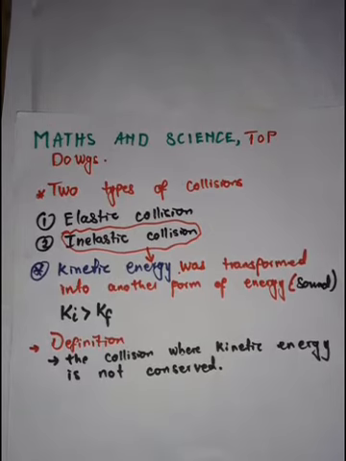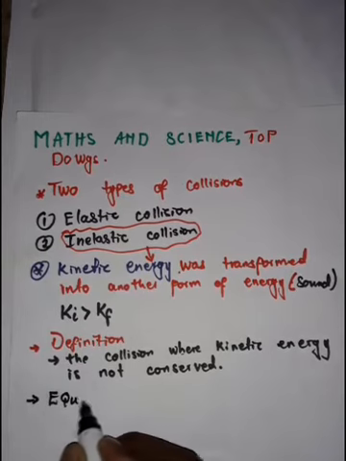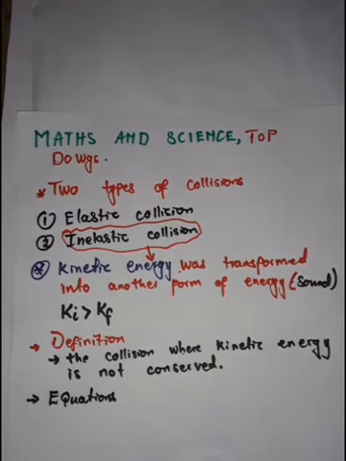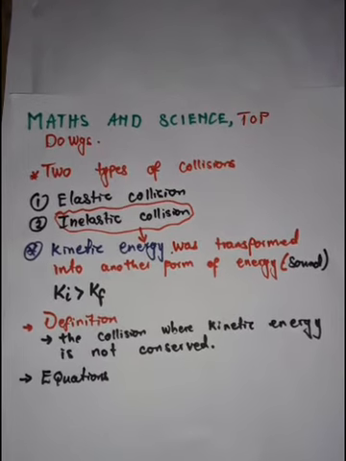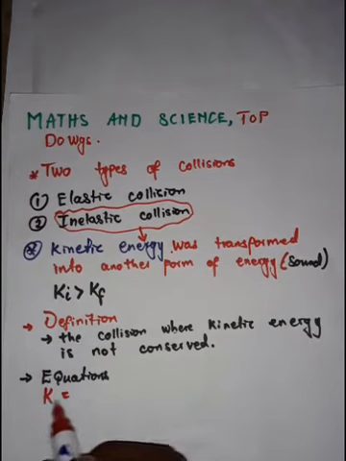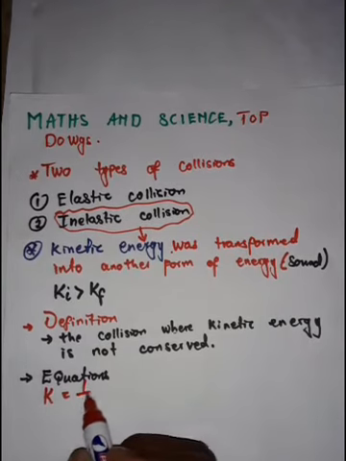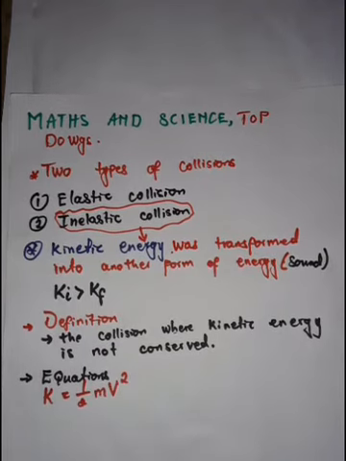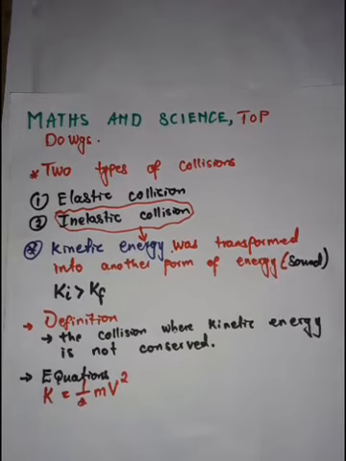Now let's consider the equations. When we're talking about these collisions, the one thing you must know is the equation for kinetic energy, which is half the mass of the object multiplied by the velocity squared of the object. Since we're talking about kinetic energy initial and final, let's consider the collision we just watched in terms of diagrams.